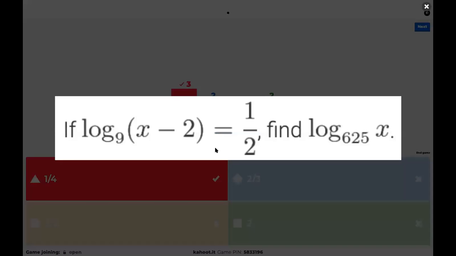Okay. This is similar to one of the past problems. First, you find what x minus 2 is. 9 to the 1/2 is 3. That means x is 5. 5 to the 4th is 625. So that means 625 to the 1/4 equals 5. So x is 1/4.